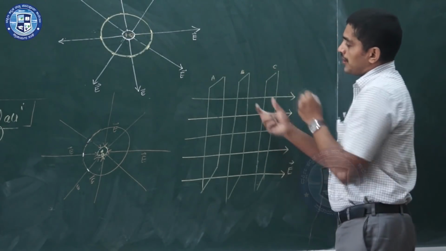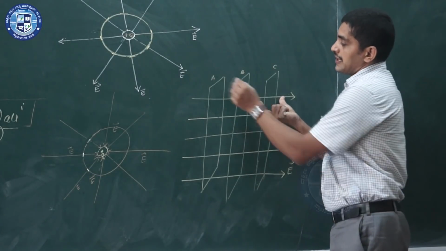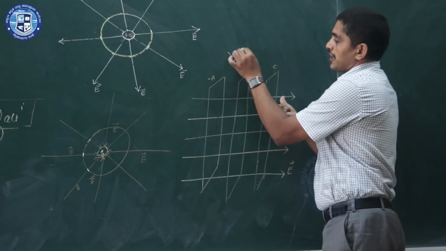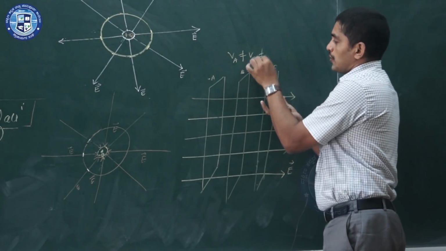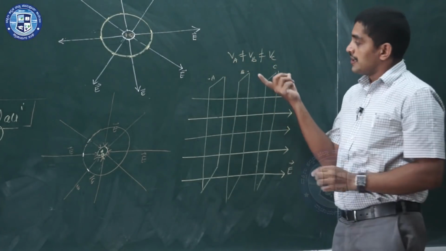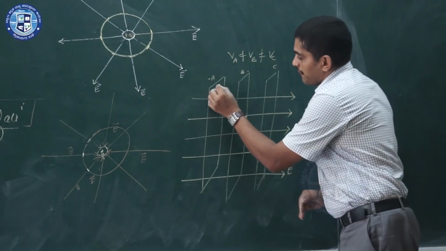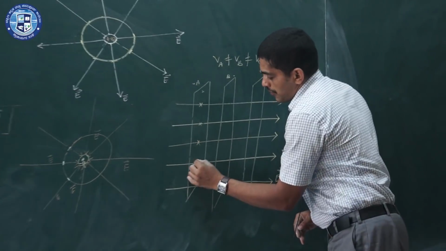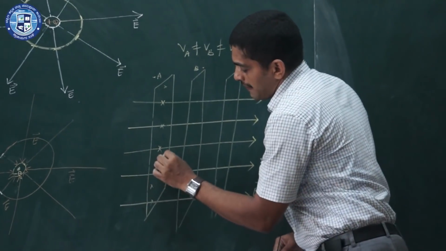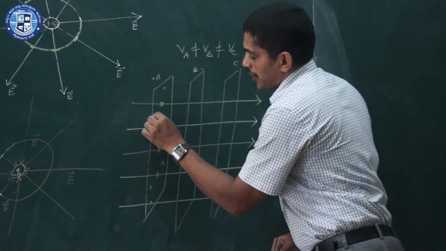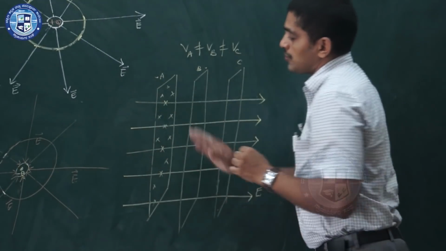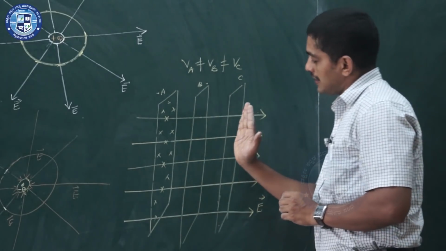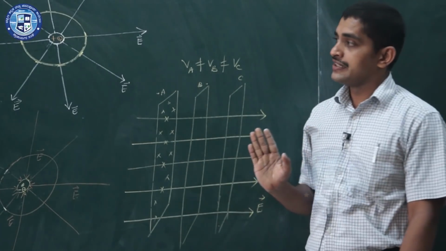These are all nothing but the equipotential surface. It does not mean that potential at A is equal to B; VA is not equal to VB, not equal to say VC. But potential at every point, if I think of this point, this point, this point, this one, anywhere on this plane, potential will remain the same. So, this is an equipotential surface, this is an equipotential surface, and this is an equipotential surface.